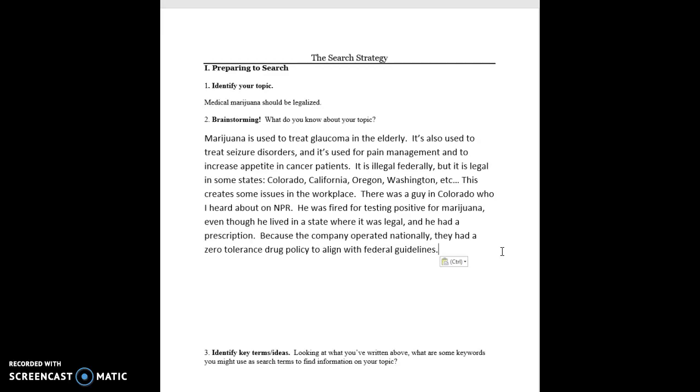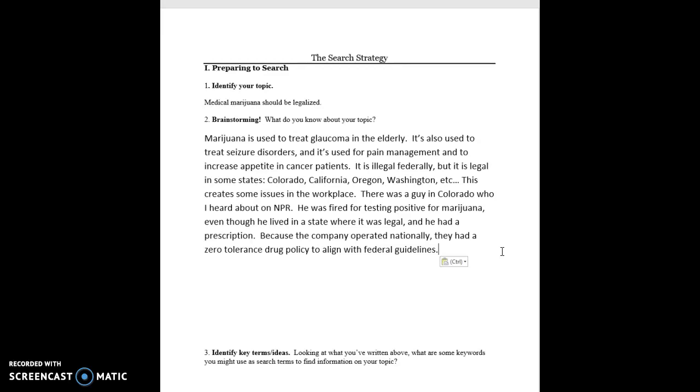I always start with that because that was my introduction to this topic. I heard the argument that marijuana can't be that bad. The elderly use it to treat their glaucoma. So that's always the first thing that I associate with the topic. It's also used to treat seizure disorders, and it's used for pain management and to increase appetite in cancer patients.